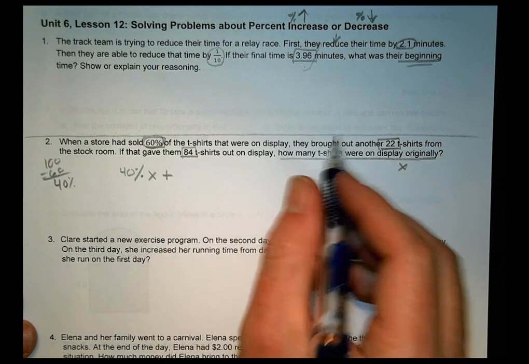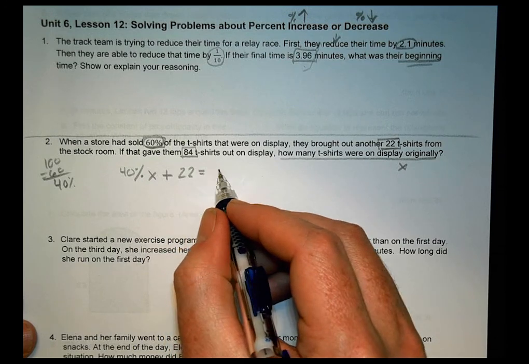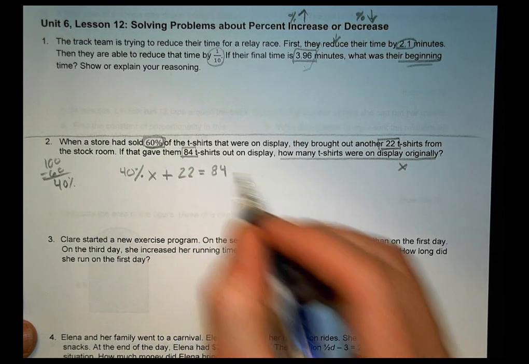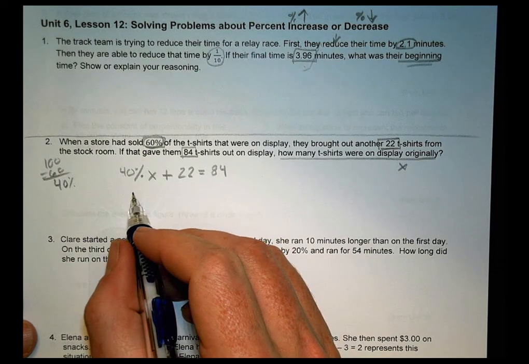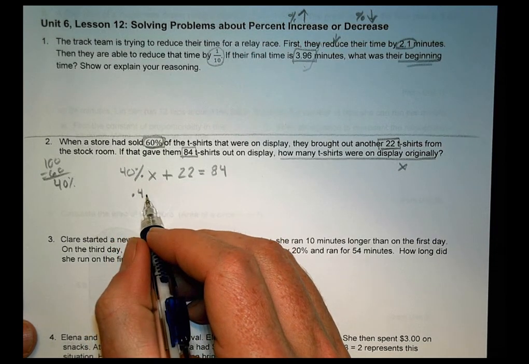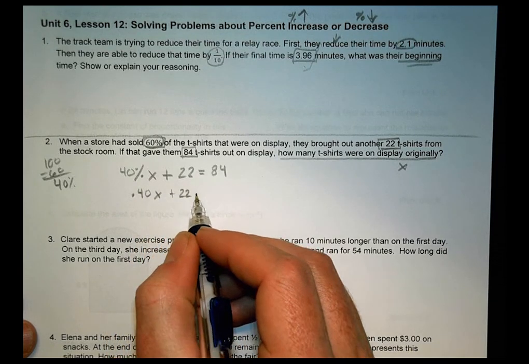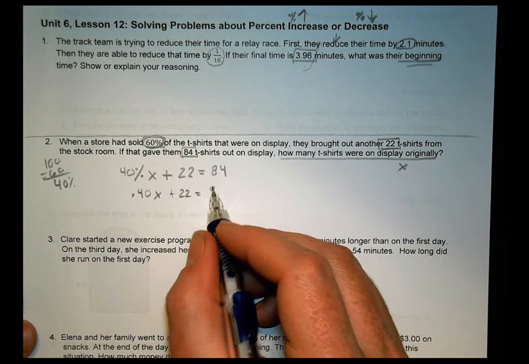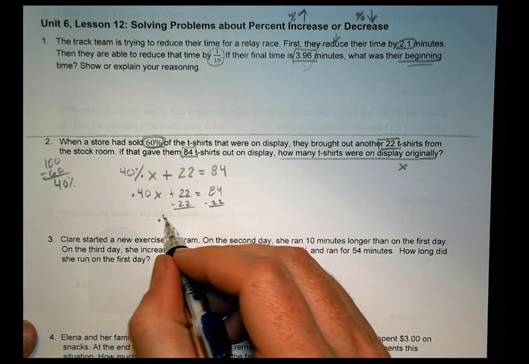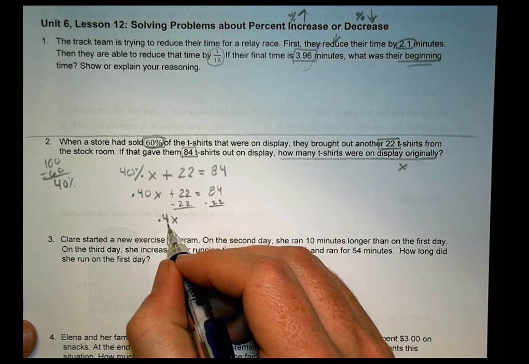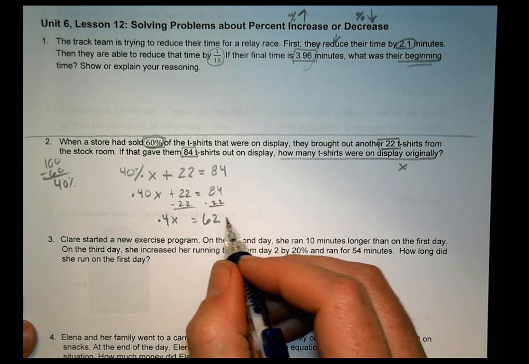40% was left, plus the 22 that were added to the display, and that meant that it had a total of 84. So 40%, I can't leave it at that. I need to make that a decimal. That becomes 0.40 times x plus 22 equals 84. I can subtract 22 from both sides. So 0.4x, and I can just do 0.4, I don't need 0.40, equals 62.